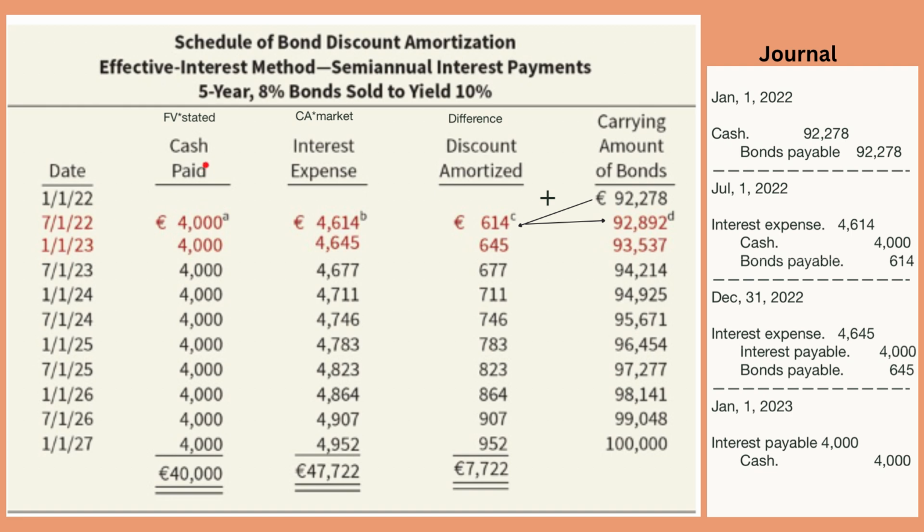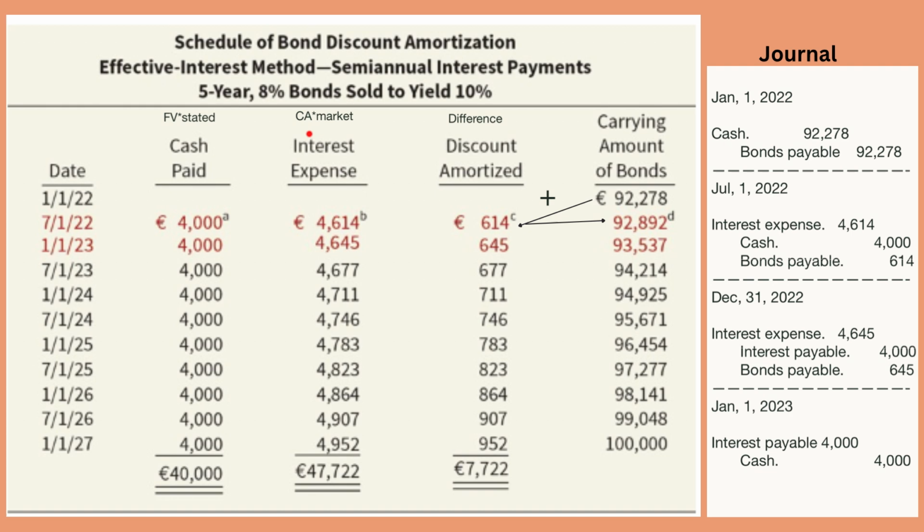So the cash paid will be the payment, which is the face value multiplied by the stated rate. 100,000 multiplied by 4%, because the stated rate is 8% annually and our payments are semi-annually, so I need to divide it by 2, so it's going to be 4%. So the payment will be 4,000. As you can see, it's not going to change. We're going to have 10 payments, because 5 years, twice a year, so it's going to be 10.